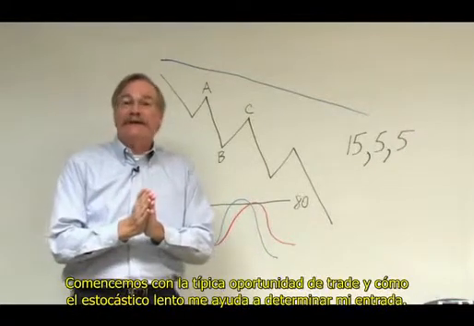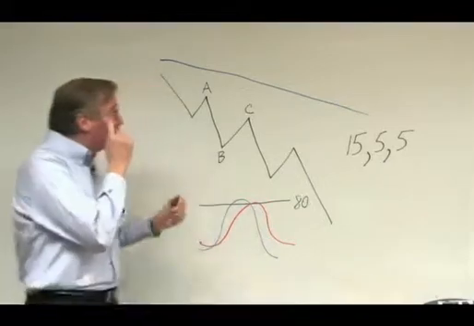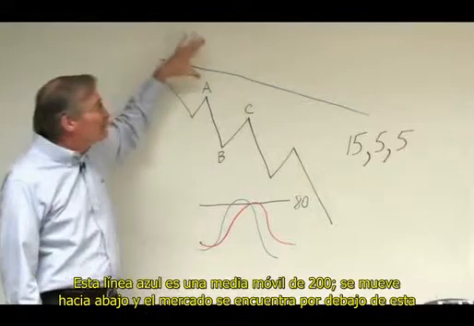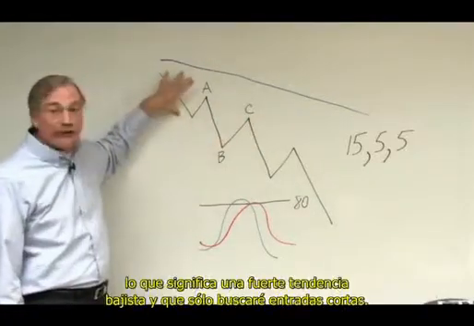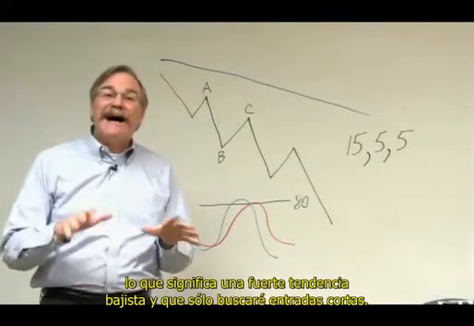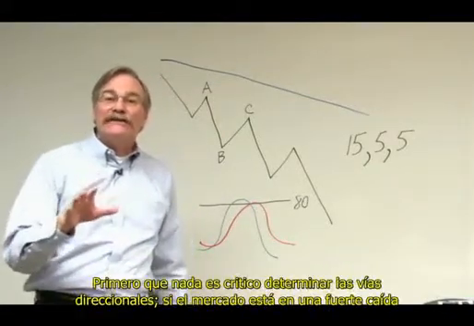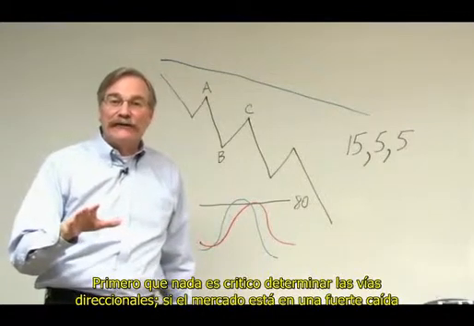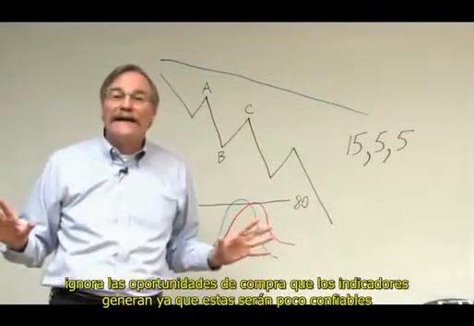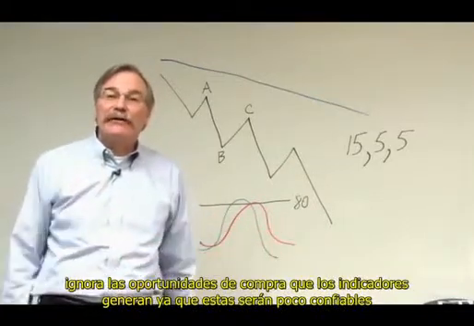Let's start with a typical trading opportunity and how I would use slow stochastics to help me identify my entry. This blue line is a 200-day simple moving average. It is moving down, and the market is below it, which means a strong downtrend, so I'm only looking for selling opportunities. First of all, it's key to identify your directional bias. If the market is in a strong downtrend, we want to ignore all the buying opportunities that any indicator will generate, because they're just not going to be very reliable.